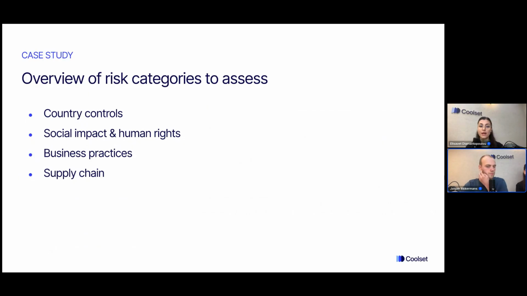So to make this a little bit more practical, we have grouped the risks into specific categories. We have country controls, we have risks related to social impact and human rights. Also, business practices are an important control to take into consideration. And lastly, there needs to be an assessment of all the supply chains involved within the products. And now we're going to go and deep dive into each one of them.